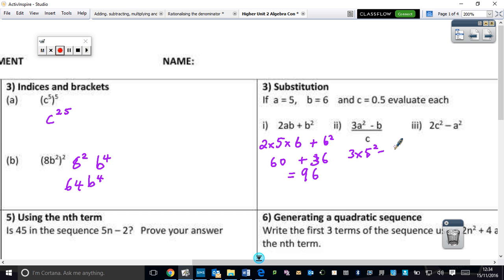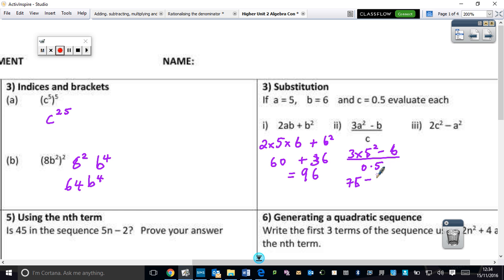Take away B, which is 6, over 0.5. I'm going to do it without a calculator, just to show you what you do, but you can type it into the calculator. So that's going to be 3 times 5 squared. What's 5 squared? 25. Good. So 3 times 25 is 75. 75 minus 6 is 69.